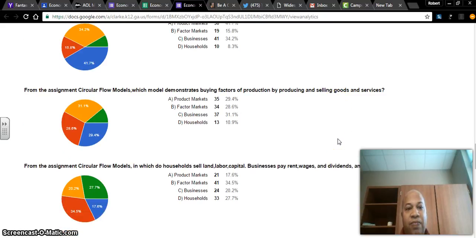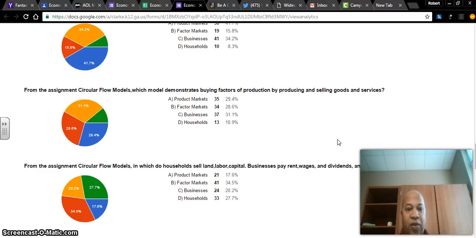From the circular flow models, which demonstrates buying factors of production and producing and selling goods and services? The answer is businesses. Do you see how they get confusing if you're not paying attention? Because businesses are the ones that are buying factors of production, raw materials, resources to turn them into finished goods and products to sell to households. So businesses do that. That's why that answer is correct.